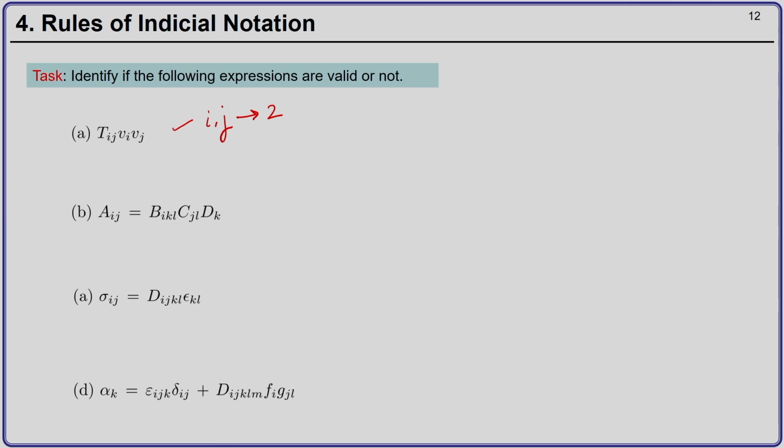Now, we come to the next expression, which is A_ij equal to B_ikl C_jl d_k. Here we have 2 product terms, or 2 symbol groupings. First is A_ij and the other is what is on the right hand side. So, we count the number of free indices. Okay. So, in the first symbol grouping i occurs once and j occurs once. Okay.